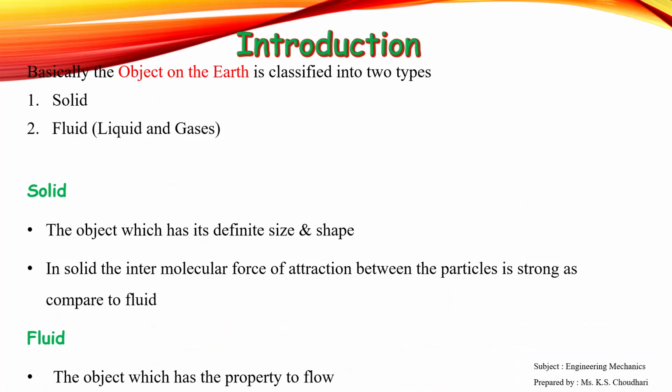Basically, the objects on the Earth are classified into two types. Number one, solid, and number two, fluid. Solid: the objects which have a definite size and shape. In solids, the intermolecular force of attraction between the particles is strong as compared to fluid. Now, fluid is the object which has the property to flow.